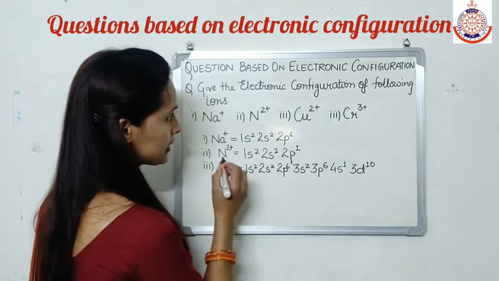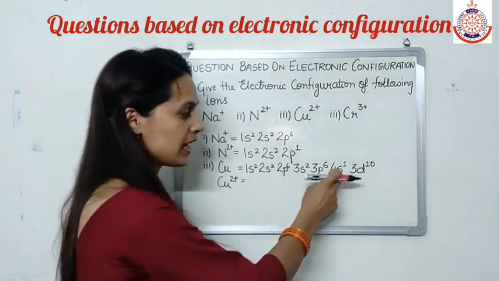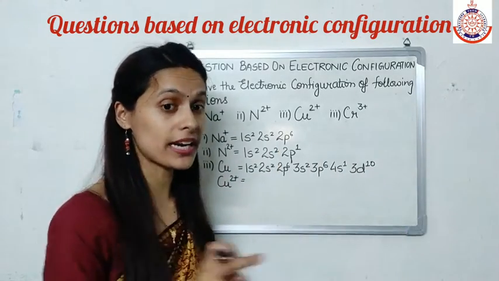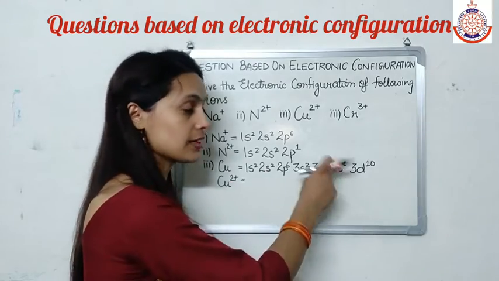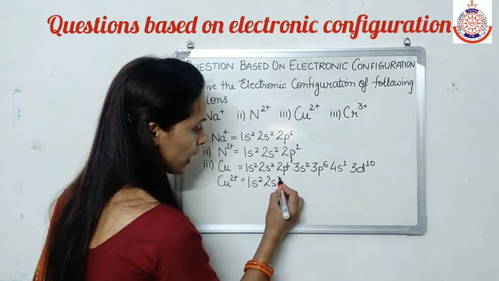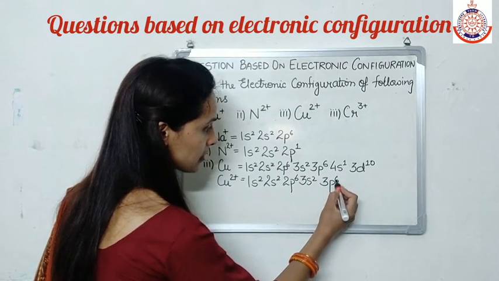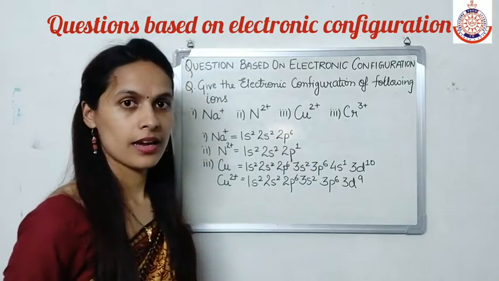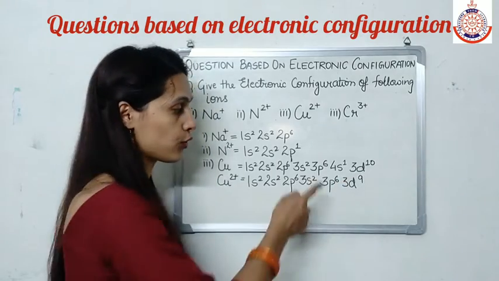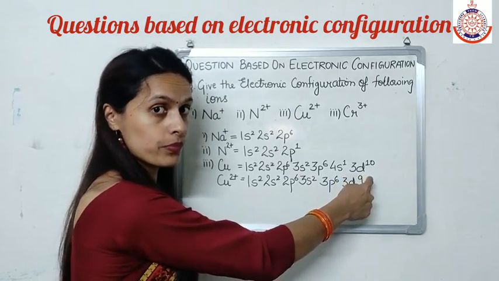So it is Cu2+. So Cu2+ means removal of 2 electrons. So 1 electron I'll remove from 4s, and then I'll remove 1 electron from 3d. I'll not remove 2 electrons from 3d. 1 electron from 4s and 1 electron from 3d. So my configuration becomes 1s2, 2s2, 2p6, 3s2, 3p6, 3d9. Clear? I'll remove 1 electron from 4s because 4s contains only 1 electron, and then I'll remove an electron from d.